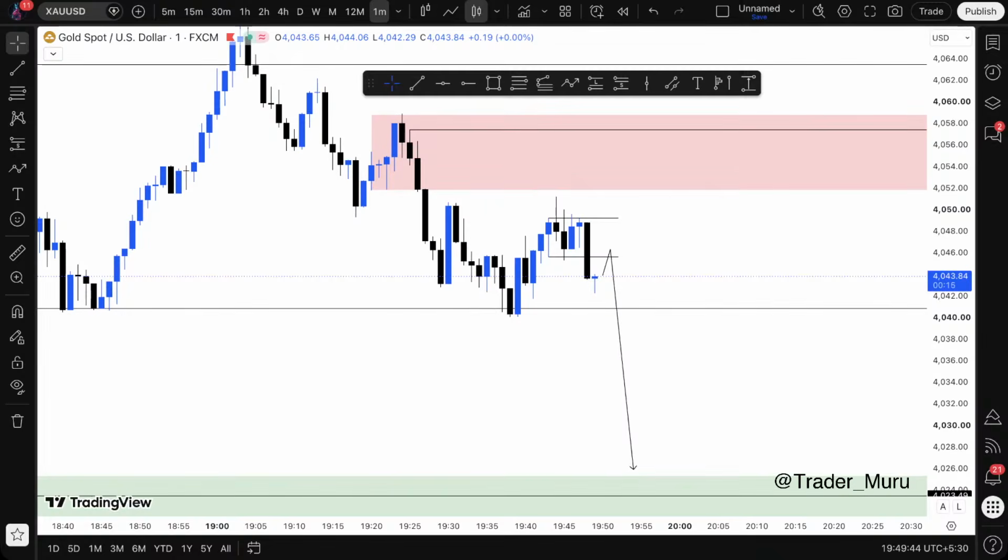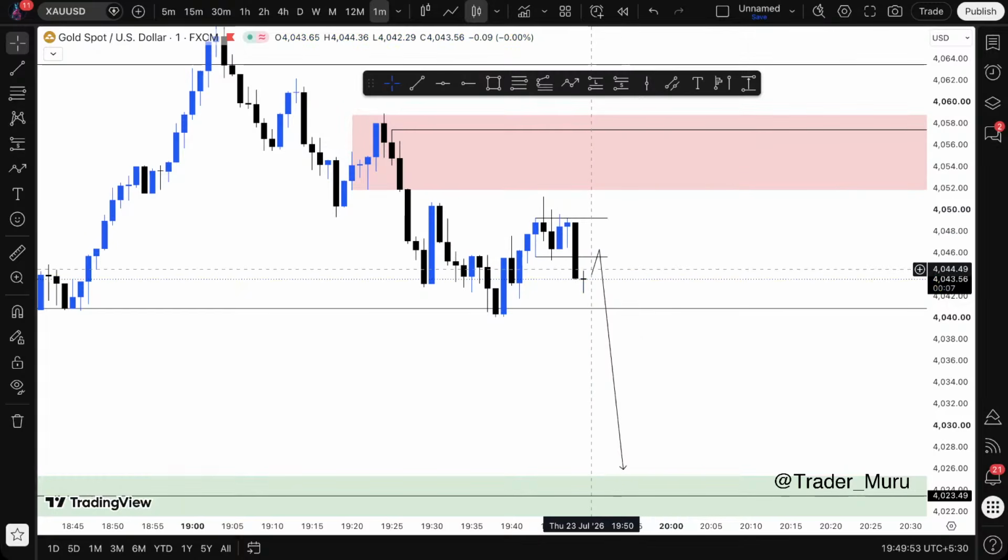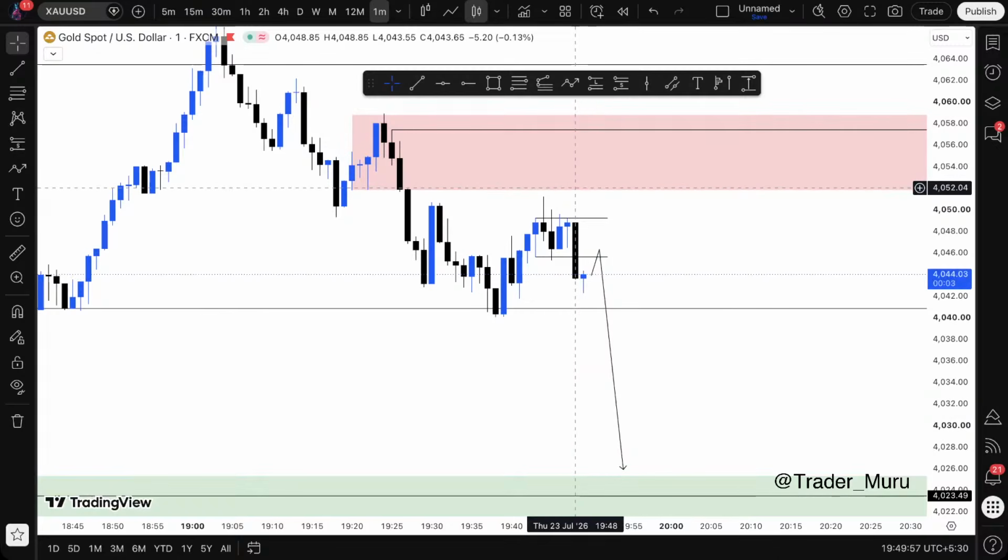Just a sweep. Have tight stop loss. This area is still valid.